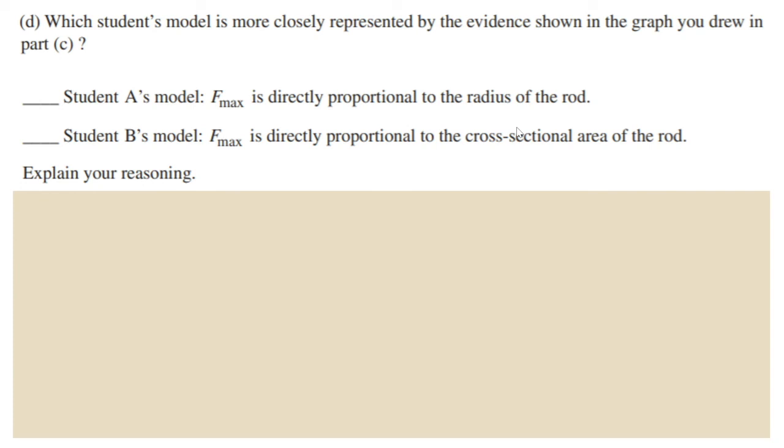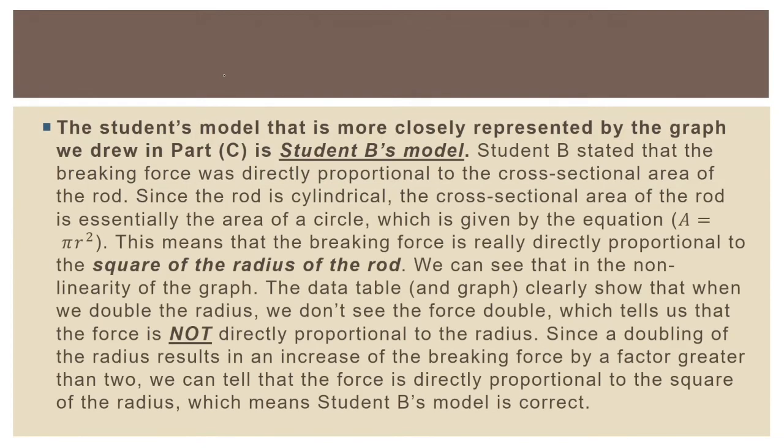That would suggest to us that the data more closely fits student B's model, because if it was student A's model, the graph would be straight. So for the explain your reasoning part here, this is what I wrote. The student's model that is more closely represented by the graph we drew in part C is student B's model. Student B stated that the breaking force was directly proportional to the cross-sectional area of the rod.